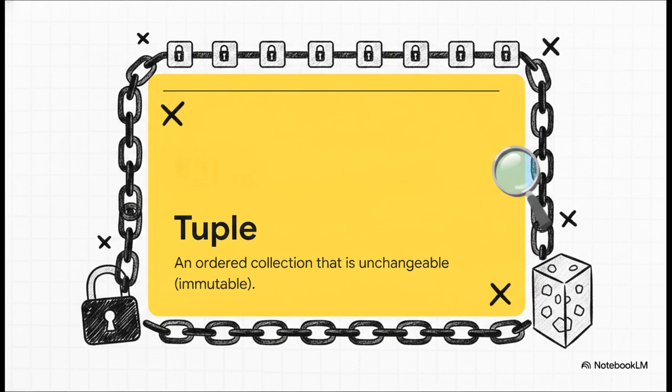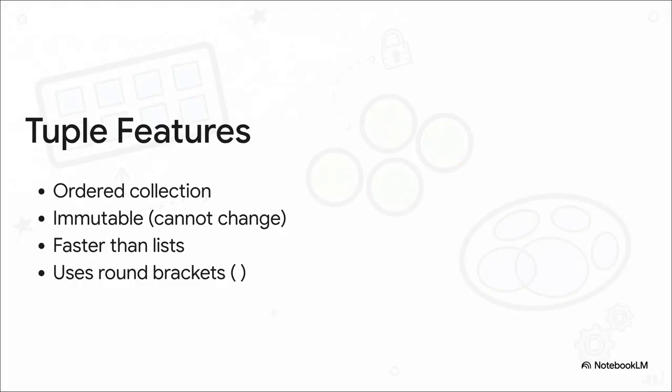Whatever you set on day 1 is exactly what stays there forever. Let's quickly break down the core features. Tuples are ordered, so they use the exact same zero-based index system as lists. But they are immutable. Think of them as literally having a heavy-duty padlock on them.